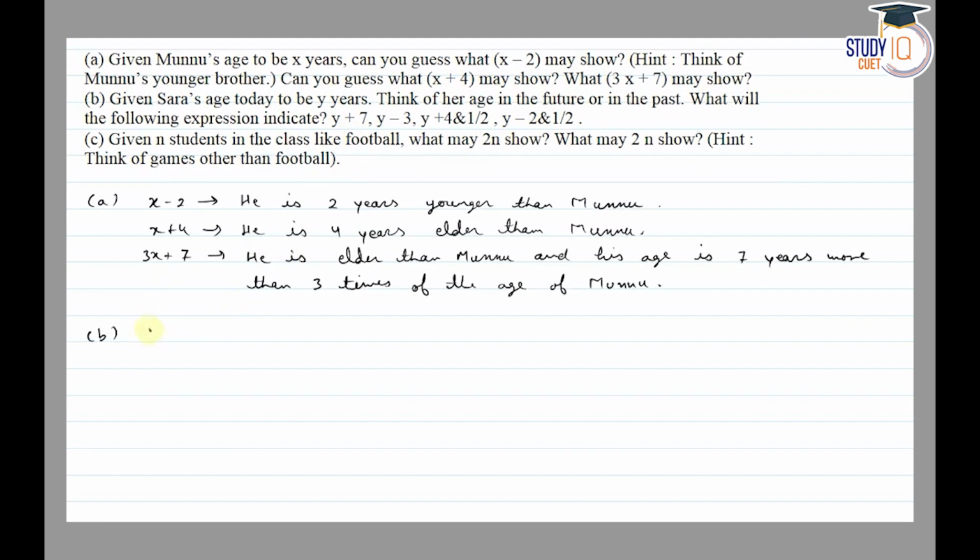First we take y plus 7. Generally he and she can be anything; we will count him as he. So he is 7 years elder than Sara. Y minus 3: he is 3 years younger than Sara.